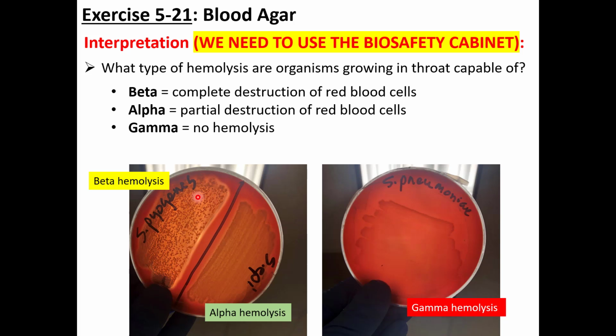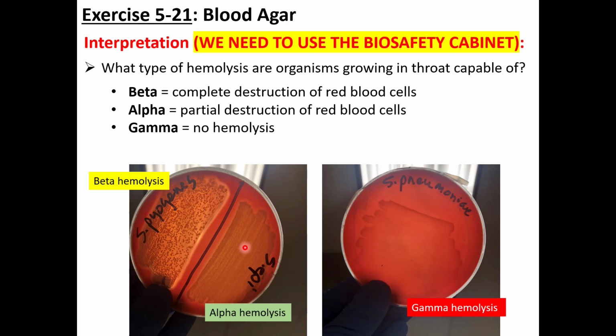All this clearing means the red blood cells are missing in that part because there are just no red blood cells anymore. But now, if we see what we call alpha hemolysis, it's partial destruction. Now the color of the growth turns a little bit greenish, and that's because it's partial, okay? And then you don't see all that clearing.